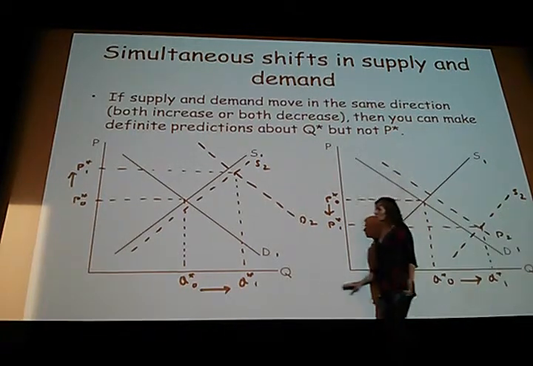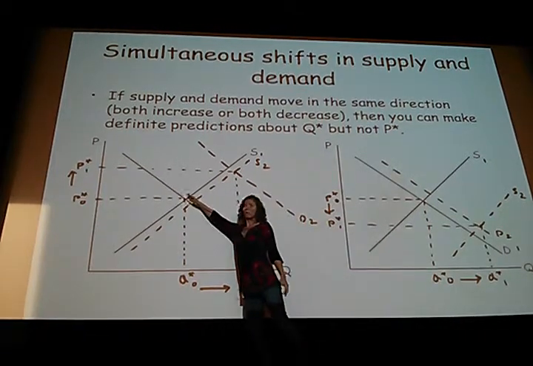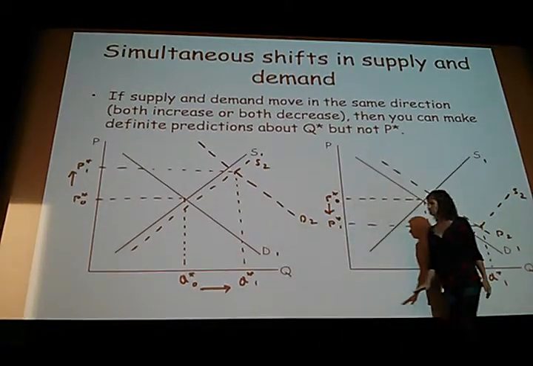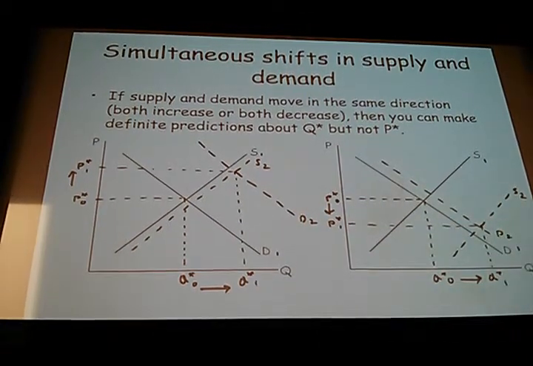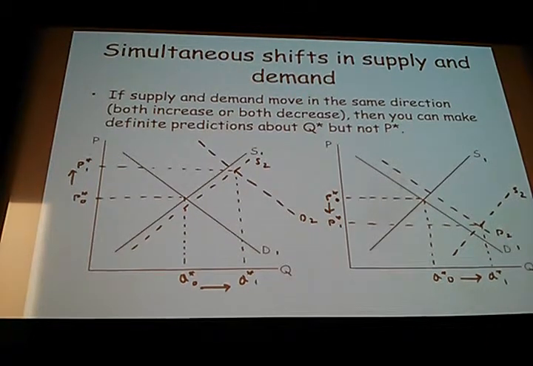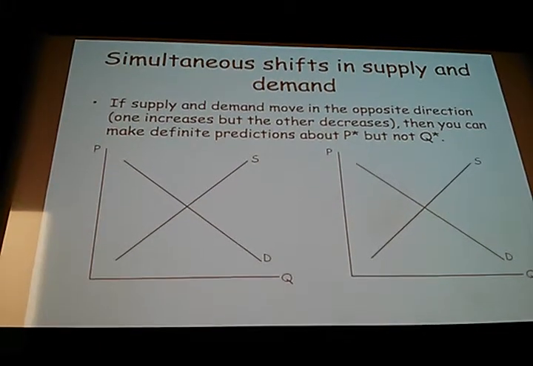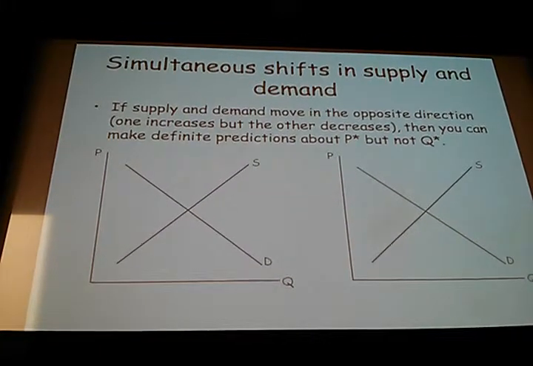So here's a situation where you're sort of uncertain about what's going to be happening for one of these factors, but you know what's going to happen for the other. So this is a scenario where supply and demand moved in the same direction. Let's look at a different scenario where supply and demand are moving in the opposite direction.